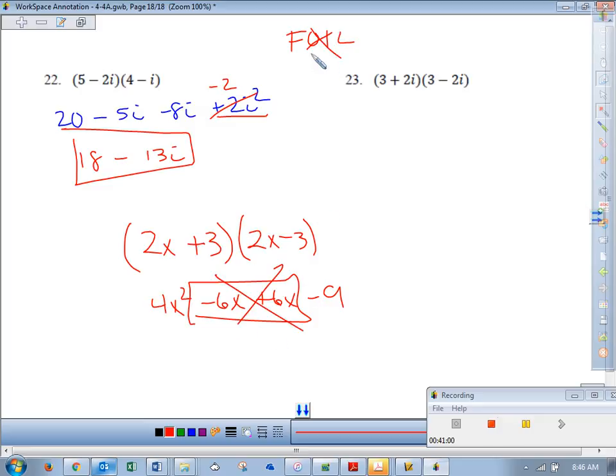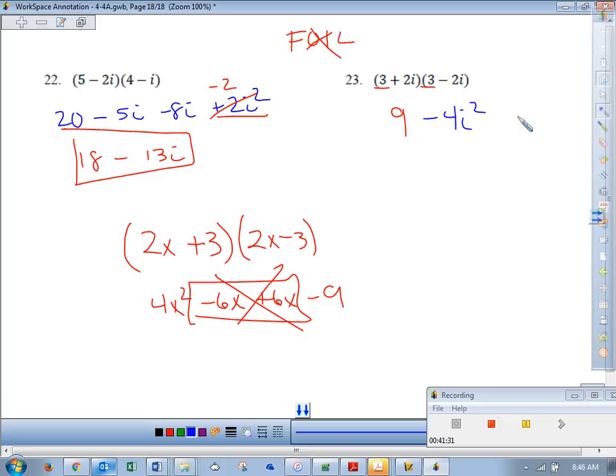All you have to do is take the first terms times each other. 3 times 3. How much? 9. Then you don't square the terms or anything like that. It's first terms times each other. Then you take the last terms times each other. 2i times negative 2i is how much? Negative 4i squared. Correct? You all down with that?